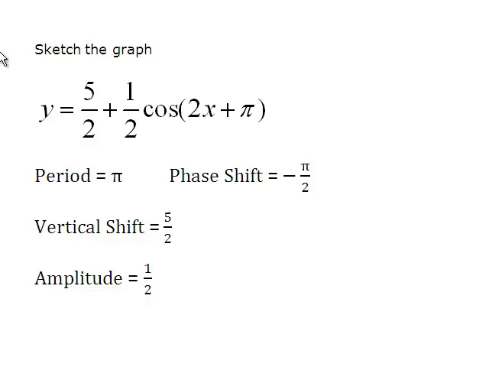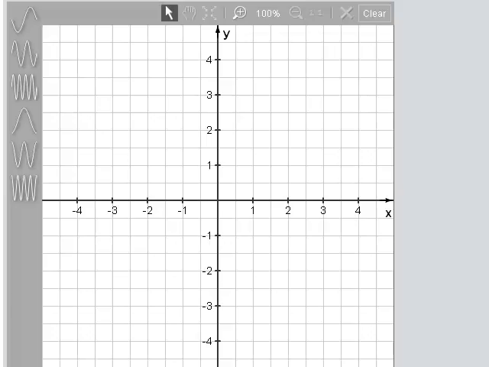We're going to sketch the graph of y equals 5/2 plus 1/2 cosine of the quantity 2x plus pi. The period is pi, the phase shift is negative pi over 2, the vertical shift is 5/2, and the amplitude is 1/2. Might want to write that stuff down, keep it in mind while we go off to WileyPlus.